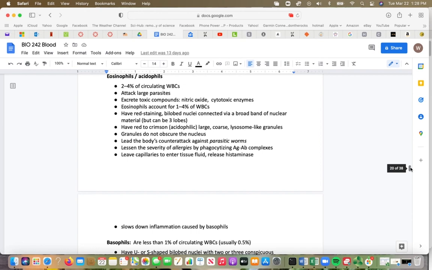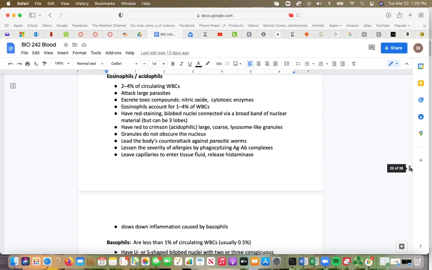So they'll stain red to crimson because they're acidophilic. They have large, coarse, lysosome-like granules, but the granules are not going to actually obscure the view of the nucleus. You'll still be able to see that. So these are important for parasitic worm infections to help to attack them. They are involved with allergic reactions.